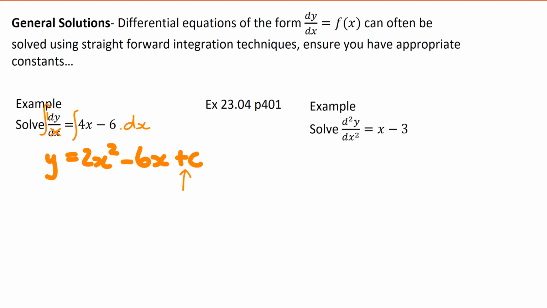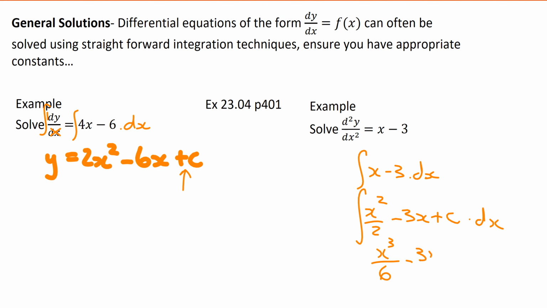The second one there, d squared y over dx squared, how are we going to do that one? Integrate it twice. Alright, so let's just integrate x minus 3 with respect to x, which becomes x squared over 2 minus 3x plus c. What am I then going to do? Integrate that again with respect to x, which becomes x cubed over 6 minus 3x squared over 2.